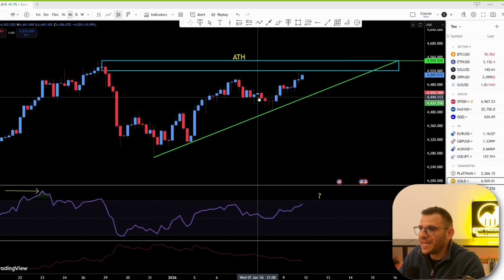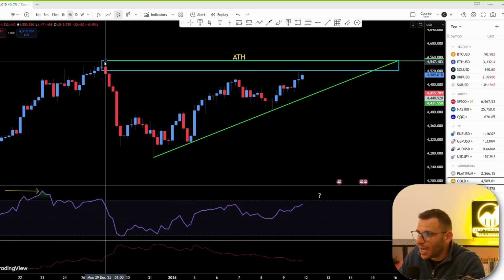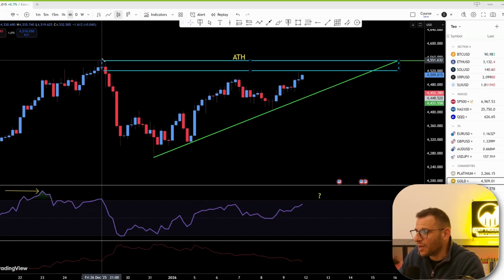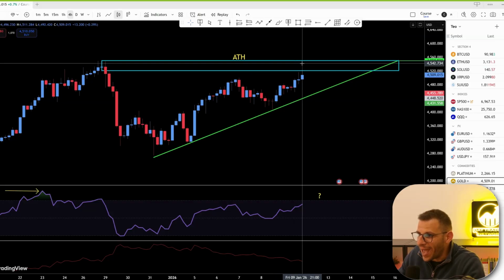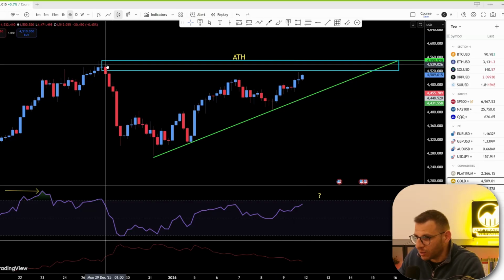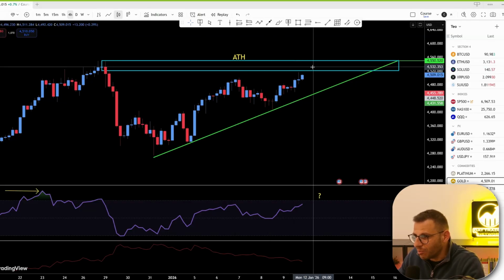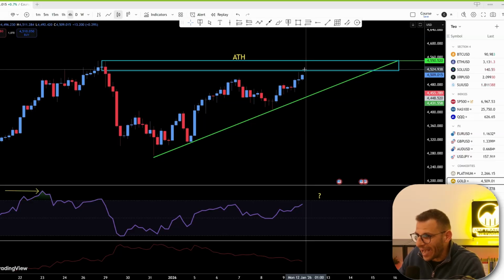The reason is that the price made an all-time high around 4,550, and now the market is about to enter into the 4-hour order block. This bearish order block is very significant because also it's the all-time high area.